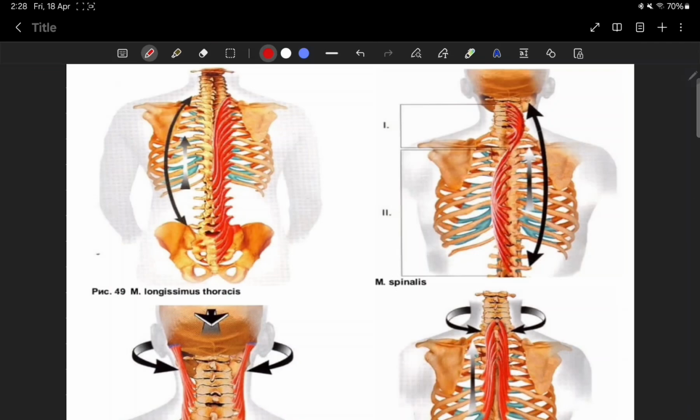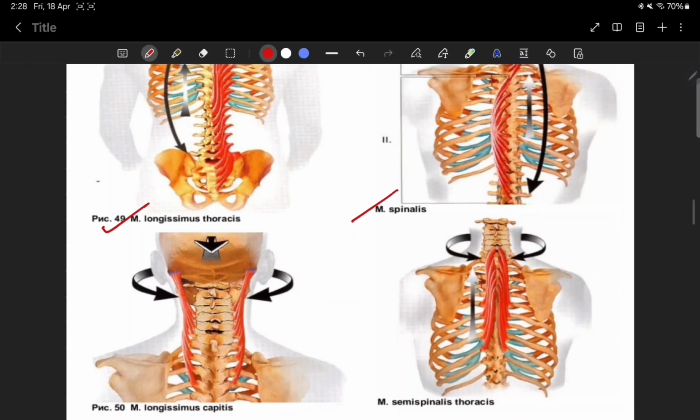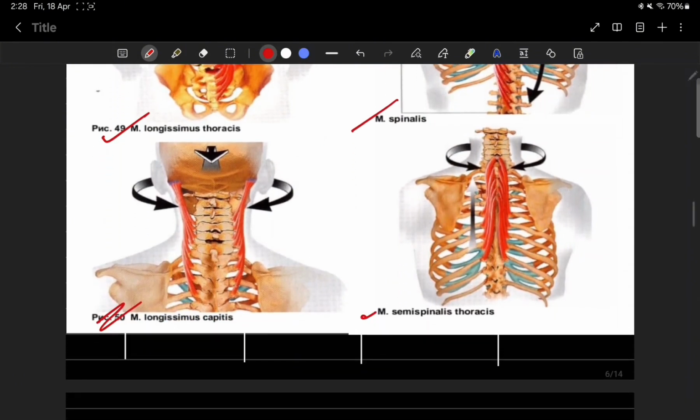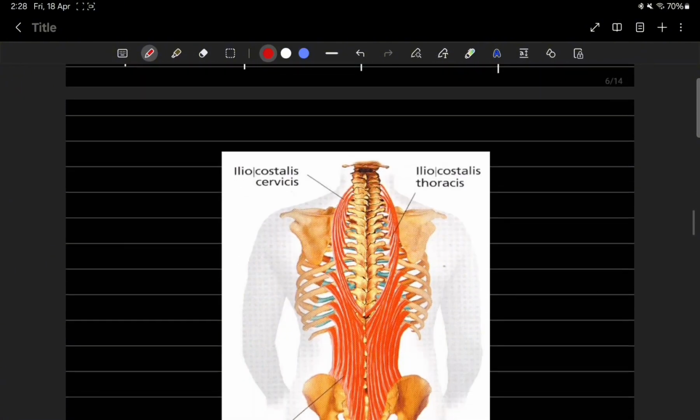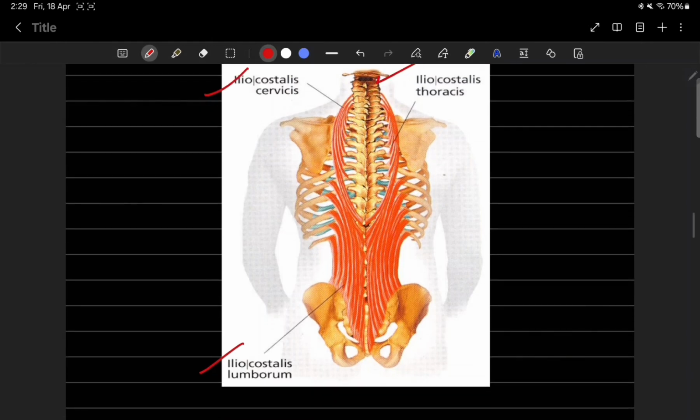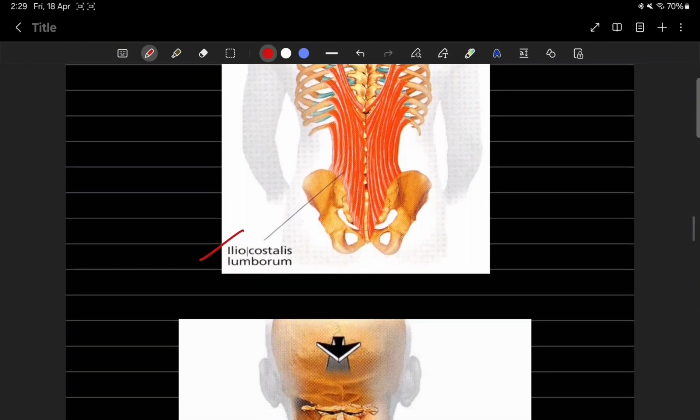So here we can see the longissimus thoracis muscle, spinalis muscle, and this one is the longissimus capitis muscle. These three are from the group of erector spinae muscles, and they are helpful in the extension and lateral flexion of the vertebral column and the head. Then we have this semispinalis thoracis muscle, which is a part of transversospinalis muscle, helpful in the stabilization, extension and rotation of the vertebral column. Then we have the iliocostalis muscle: iliocostalis cervicis, iliocostalis thoracis and iliocostalis lumborum. These three are also part of the erector spinae muscle, which is helpful in the extension and lateral flexion of the vertebral column and the head.